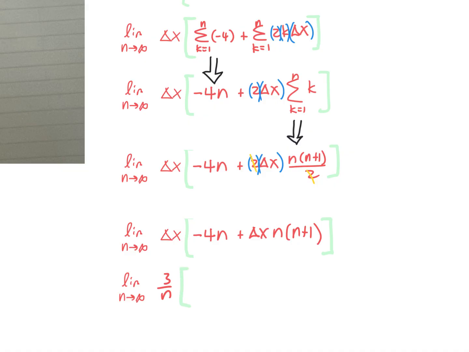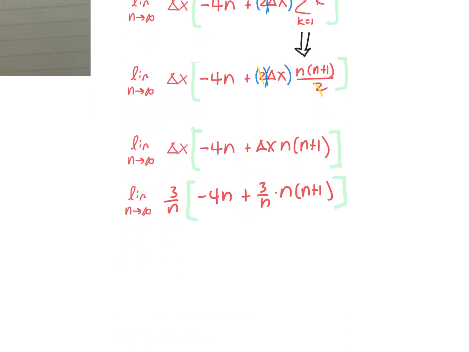We have a negative 4n, that's still there, plus 3 over n times n plus 1, right? And I think we can all see where that's going. So at that point, we are looking at this.